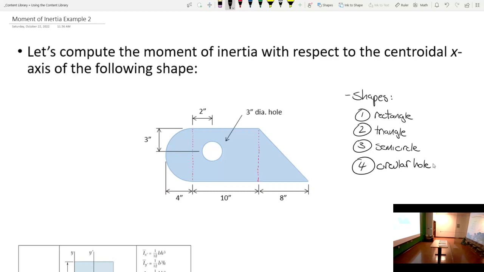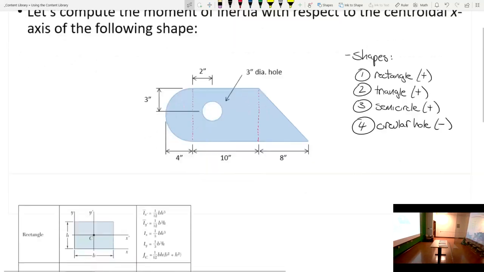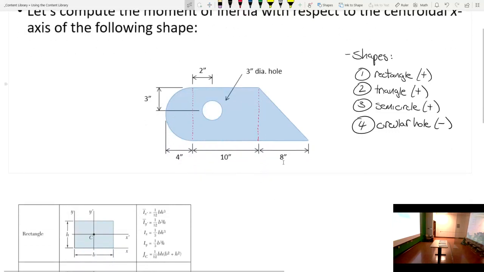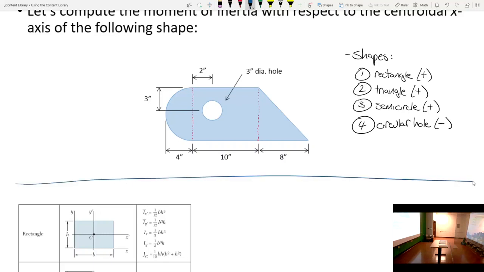So one of the things I'll go ahead and do is that. And so all I'm doing is I'm just making a point that the rectangle, the triangle, and the semicircle all have positive areas, but the circular hole is going to have a negative area because we're removing that from the section. And so I think you'll see how we'll handle that, but you know, should be pretty straightforward.